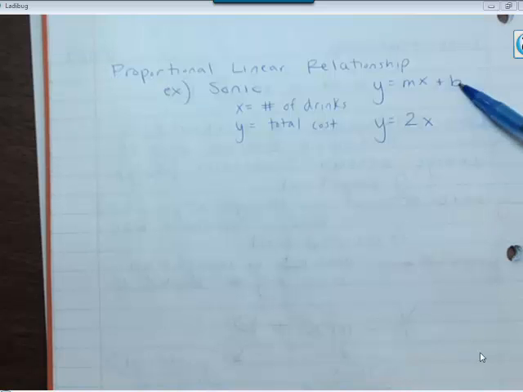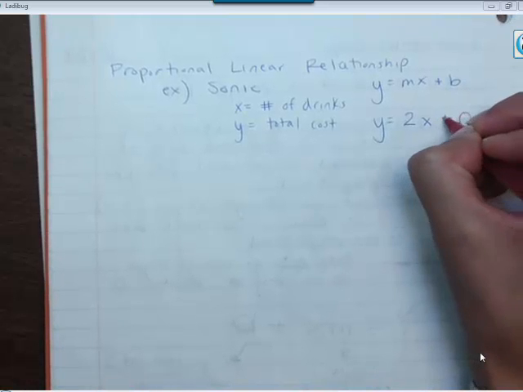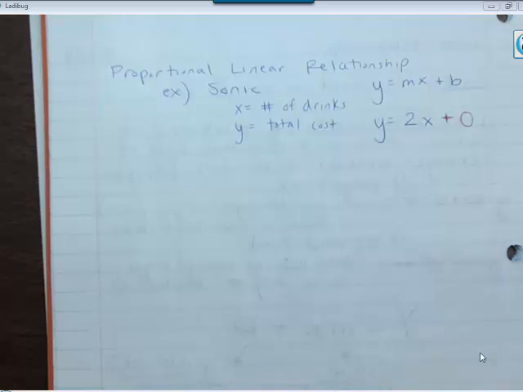Now, do I have an additional fee? Do I have to pay a certain amount of money to get into Sonic or to order? Does it cost me to order? No, in this case. So my b is really that plus 0. Now, we don't have to write plus 0, but if I did, we know that this is a proportional relationship because that means it goes through the origin.